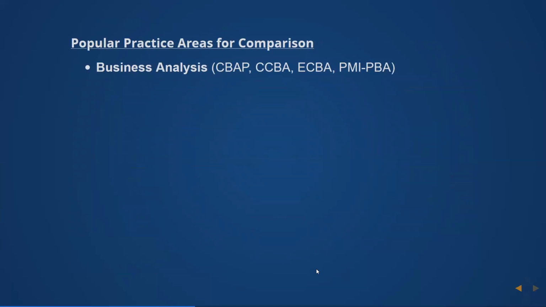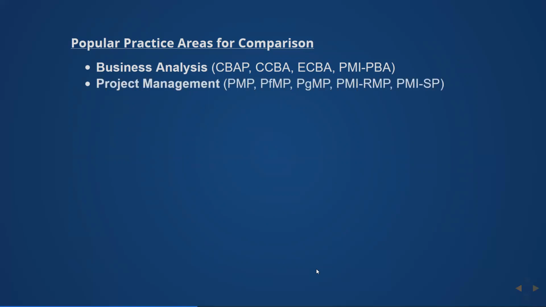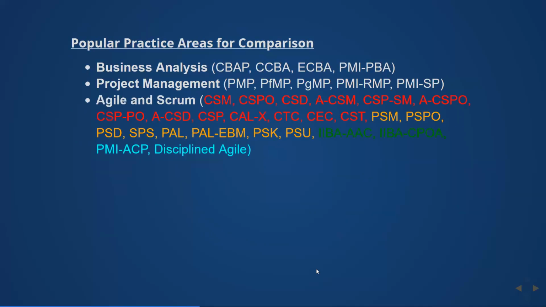So, what practice areas are we going to compare to? Business analysis has a bunch of different certifications you can get, mostly by the IIBA, but PMI, the Project Management Institute, has started to get into the act. Then project management has its whole raft of certifications. That's a pretty big overlap with everything.